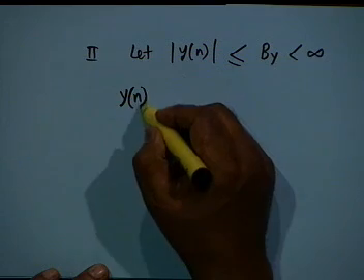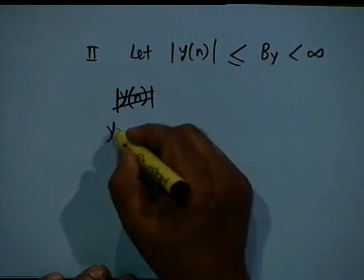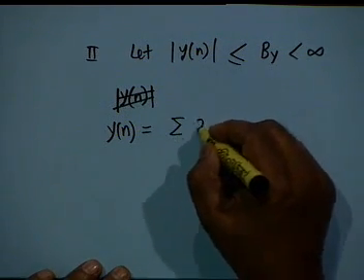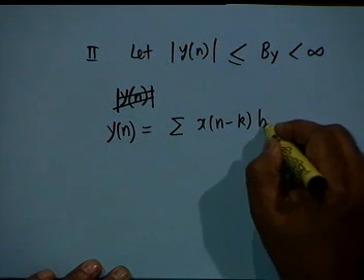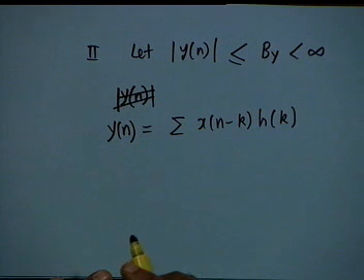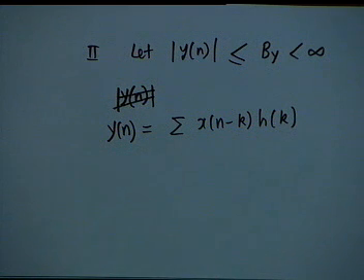Then, let us take y of n directly, I do not have to take the absolute value; it is the summation of x of n minus k h of k. Now, I told you that 1000 examples is not sufficient to prove anything, but one counterexample is sufficient to destroy it. All we have to do here is to take one situation. This should be true for all situations.